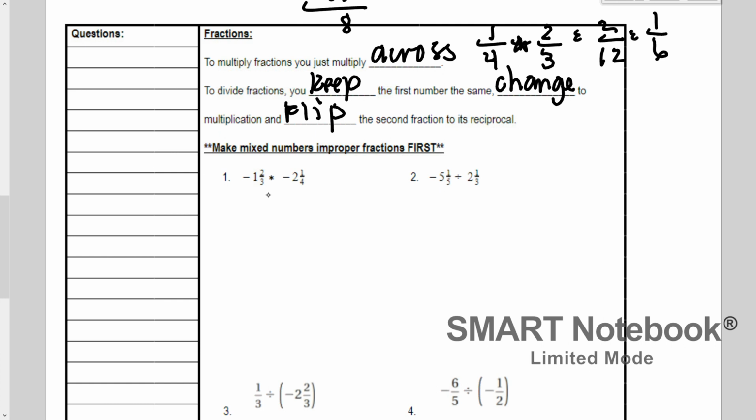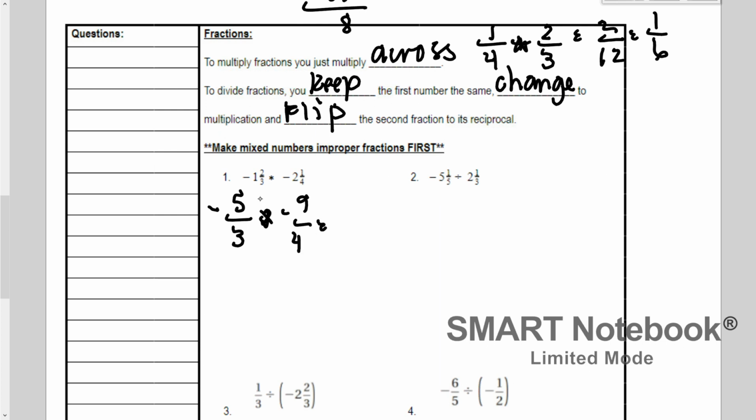So remember, to make a number improper, we multiply the denominator times the whole number, so 3 times 1, and then add in that numerator. 3 times 1 is 3, plus 2 is 5. So this is a negative 5/3, the denominator stays the same. Then 4 times 2 is 8, plus 1 is 9, negative 9/4.